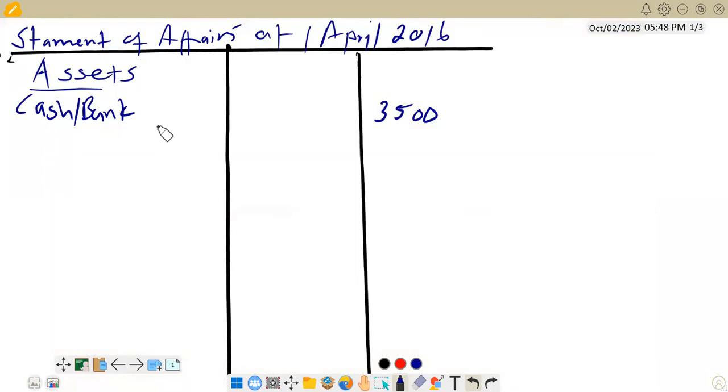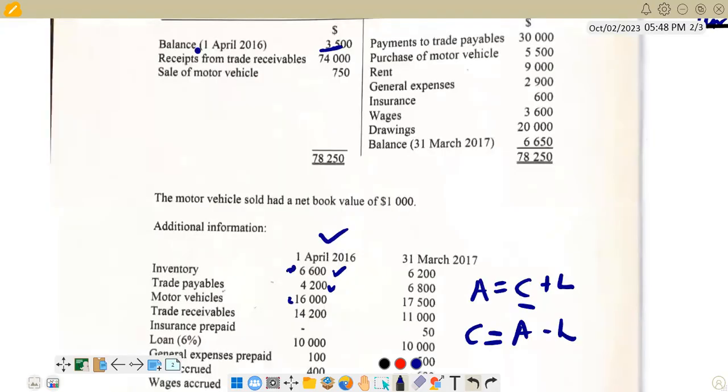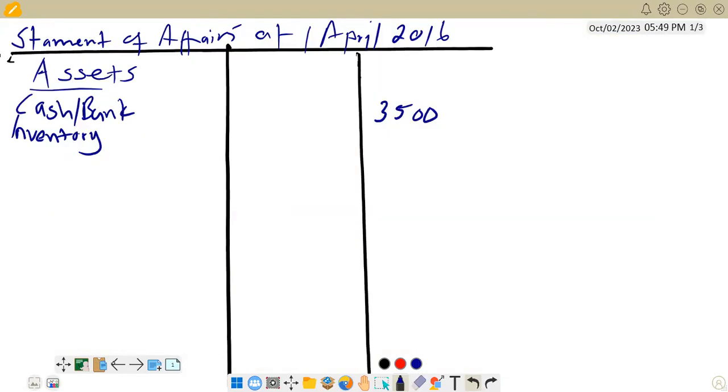So next we have inventory. And then the figure for inventory there, let's check the figure for inventory. We are having 6,600. The figure for inventory is 6,600. Then after that, now we have motor vehicles.